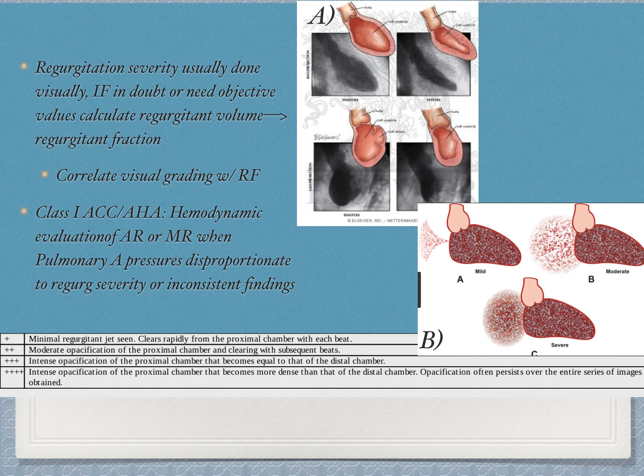How can you grade this visually? Here you have the grading system. It's 1 plus to 4 plus. You can pause the video and see how this is graded. But in general, you'll take into account how much opacification is seen, and you'll also take into account when the clearing of this opacification occurs. The faster the clearing, the less the opacification, probably a grade 1 plus. The slower, the opposite, probably grade 4. And there you have the shades of gray to compare it.